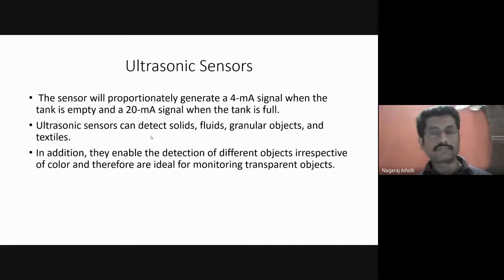the transparent objects. So those transparent objects will be detected easily as compared to that of the opaque objects. Okay, because in the opaque objects, what will happen? There is certain absorption of energy. In the transparent objects, the reflection will be more, the absorption of energy will be less, and hence the ultrasonic sensors are more ideal for monitoring or for sensing the transparent objects.